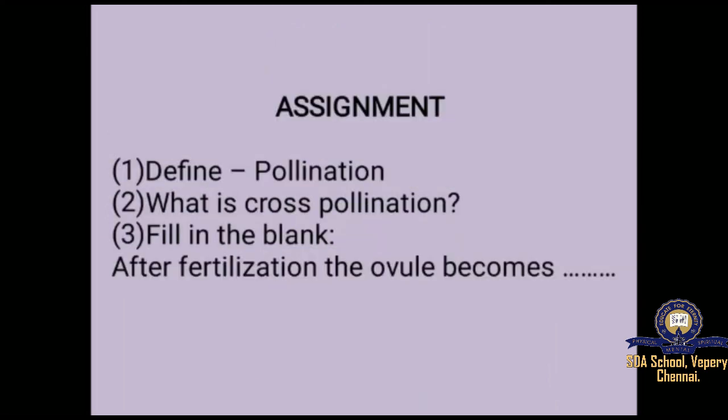Assignment: define pollination. What is cross-pollination? Fill in the blank: after fertilization, the ovule becomes ____.